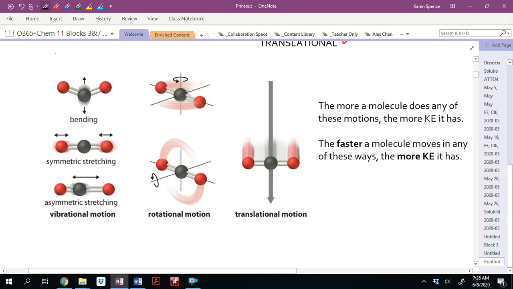All right, then you have rotational. Rotational is easier to imagine. You simply have this thing spinning around on its axis, or you can have it spinning around on its other axis. Okay, so it can spin in a few directions there. And then finally, translational. Translational is the form that we're most familiar with, and that's if the molecule is simply moving in space. It's just moving from one place to another place.